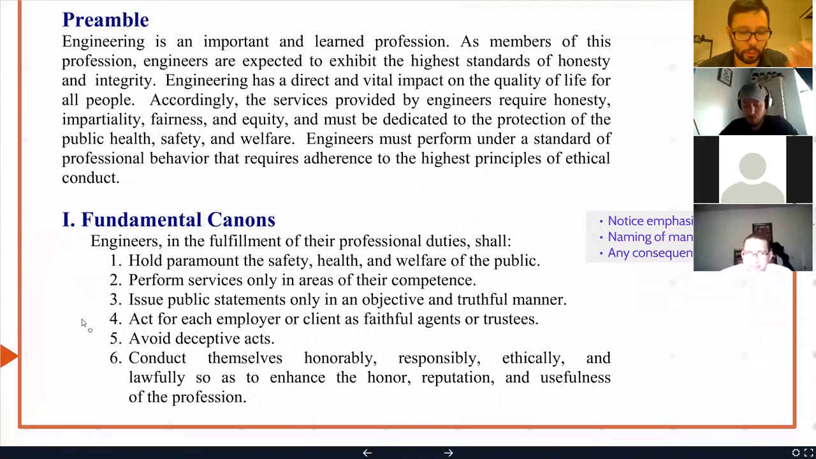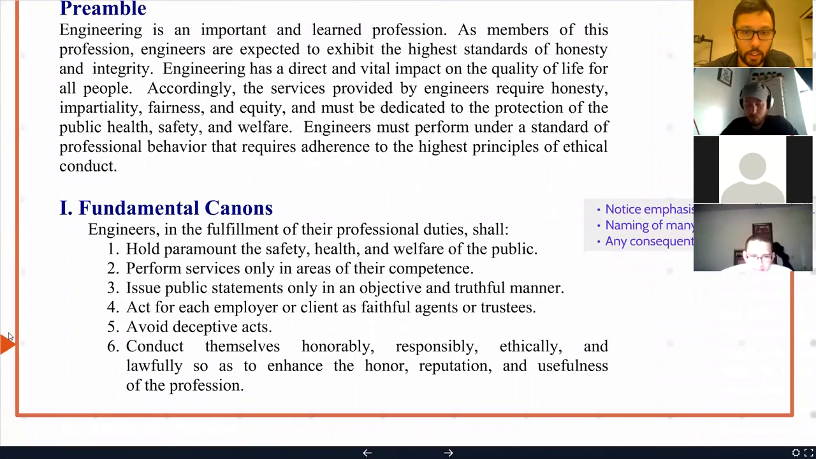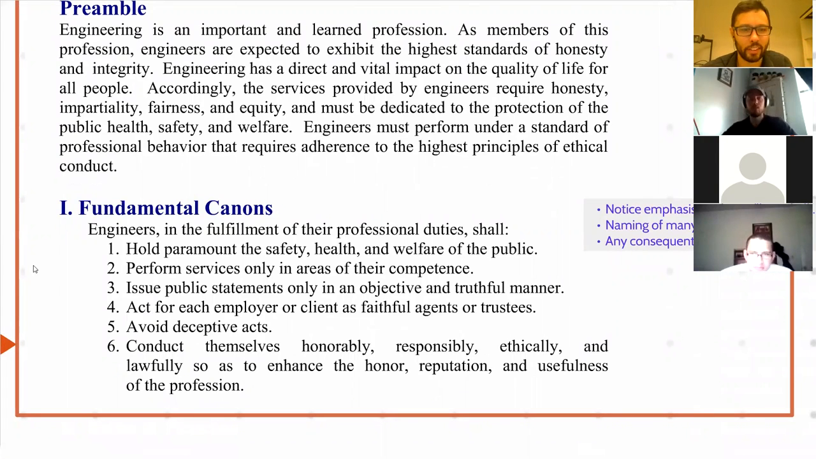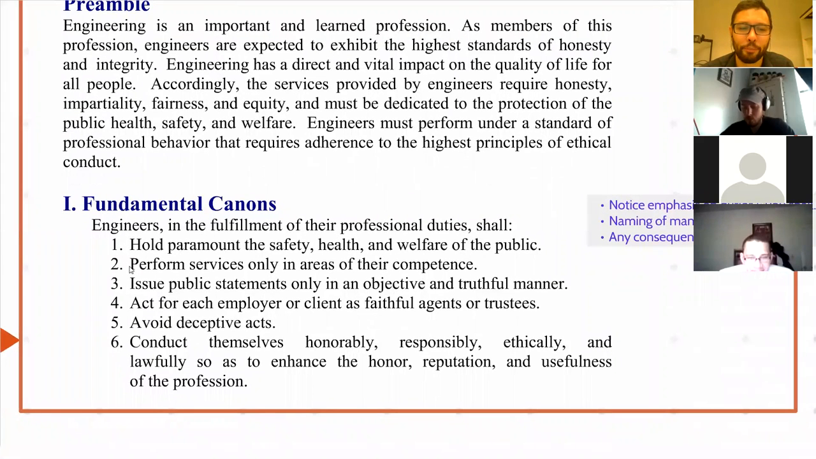And then the canons, which are the main principles, there's 6 of them. There's some redundancy in these 6. So engineers, in the fulfillment of their professional duties, shall: 1. Hold paramount the safety, health, and welfare of the public. 2. Perform services only in their area of competence. 3. Issue public statements only in an objective and truthful manner. 4. Act for each employer or client as a faithful agent or trustee. 5. Avoid deceptive acts. And 6. Conduct themselves honorably, responsibly, ethically, and lawfully, so as to enhance the honor, reputation, and usefulness of the profession.